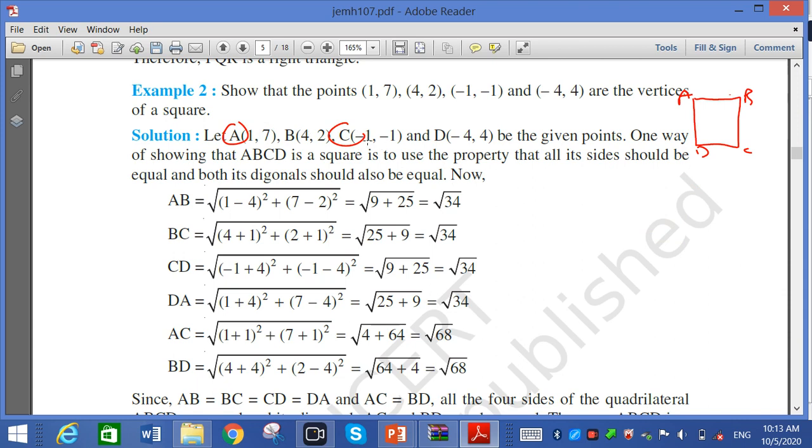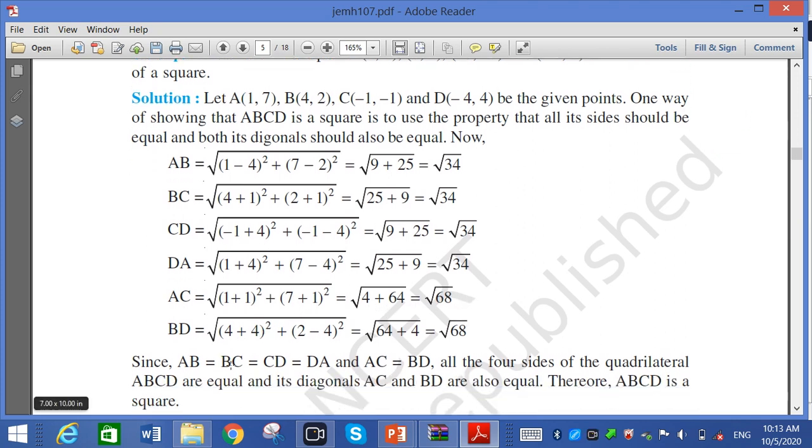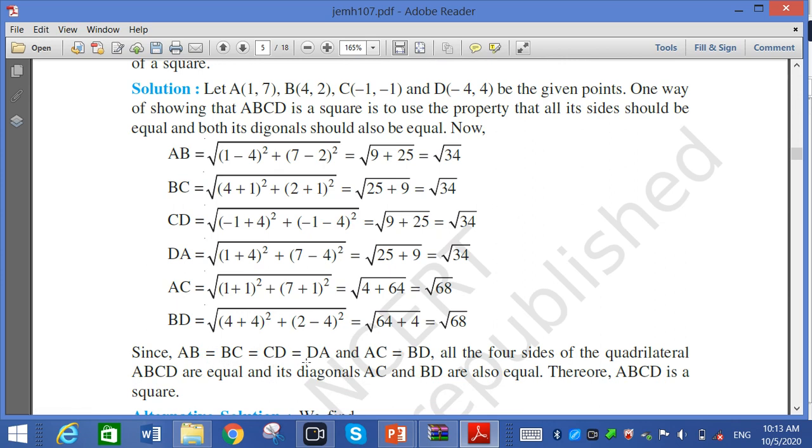So 1 minus minus plus, so 1 plus 1 whole squared, plus 7 and minus 1, so minus minus plus, 7 plus 1 whole squared. So 4 plus 64, that is the square root of 68. So we can get the answer now. AB is equal to BC is equal to CD is equal to DA, root 34, and the diagonals are also congruent. So we can say it is a square.